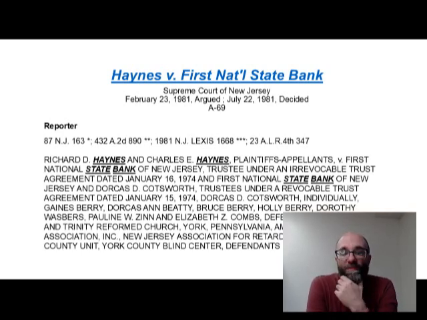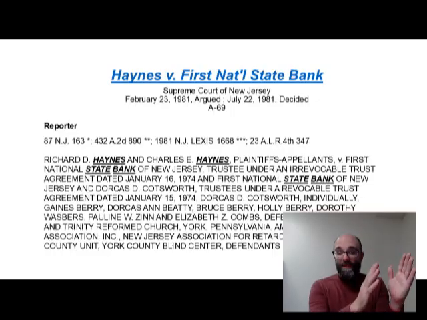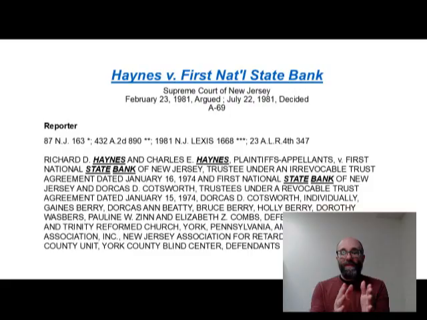Right? The plaintiff in general is Richard D. Haynes and Charles E. Haynes, plaintiff appellants, versus First National State Bank of New Jersey, trustee on an irrevocable trust agreement, and First State National Bank. You've got Dorcas Cotsworth in there. You've got Gainsbury. You know all these people, right? So anyway, a lot of plaintiffs and a great deal of defendants. Okay, now we're going to isolate that to first plaintiff, first defendant.